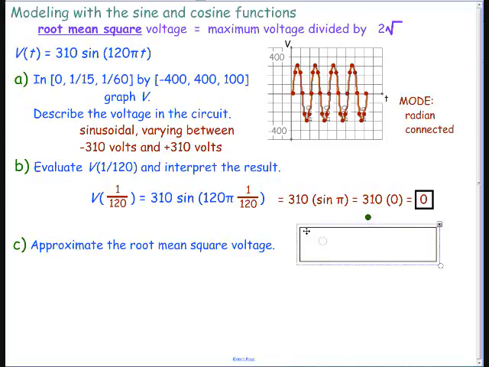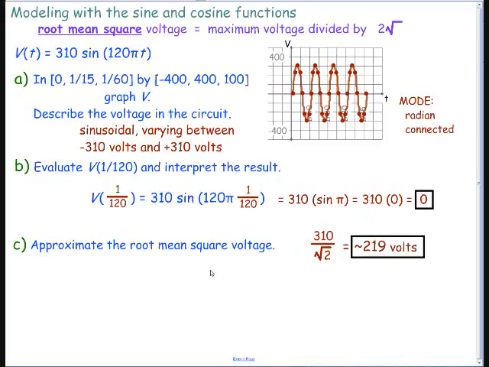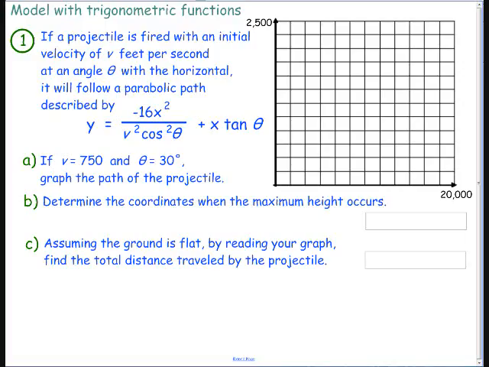And approximate the root mean square voltage. Boy, I hope this is, yes, it is. So the 220 that you have in your house for your heavy-duty circuits, this is describing what's happening with the electricity. Some of you may go into electrical engineering. We find that very interesting.